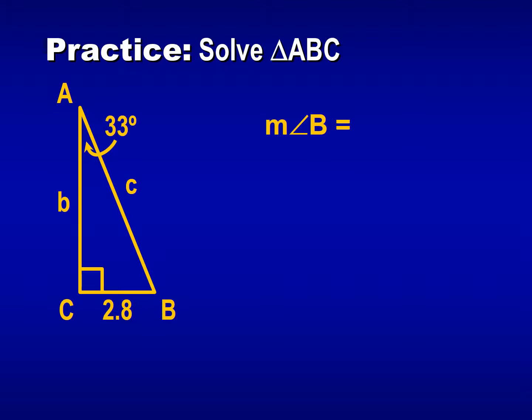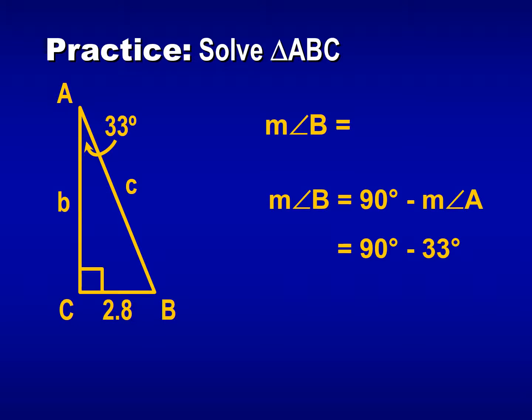All right, so let's practice again. Angle B. So we know that angle C is 90, and that angle A and angle B had to add up to 90. So if we need to know what angle B is, all we have to do is subtract angle A from 90. So 90 minus 33 gives us 57.